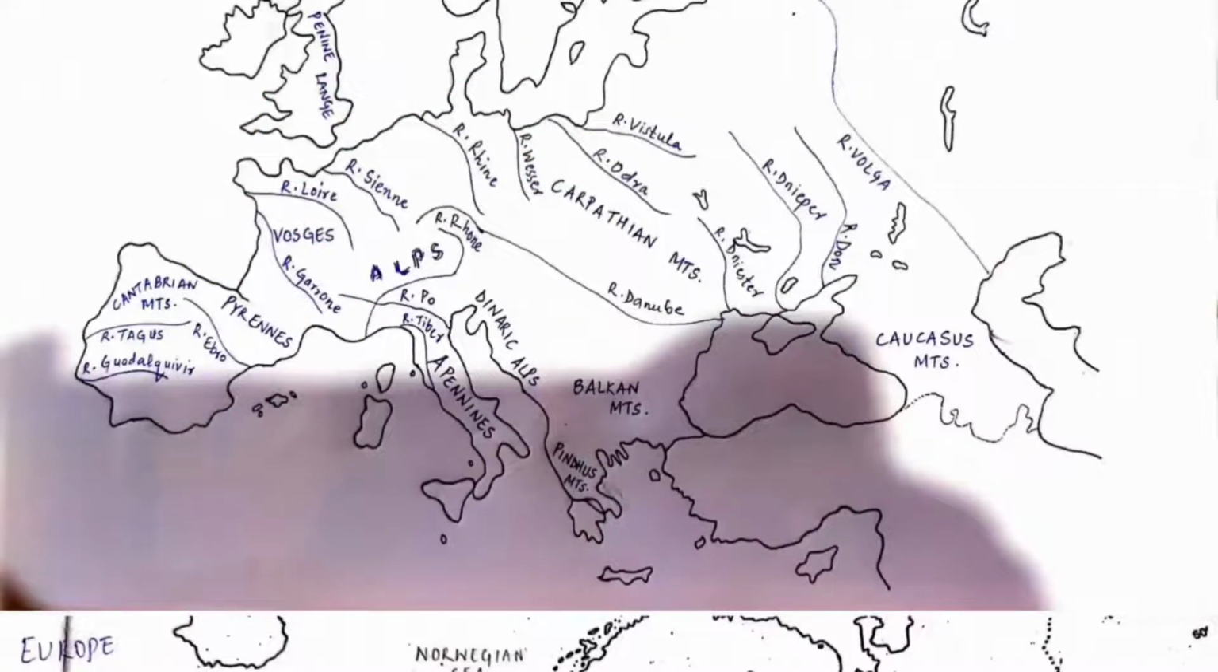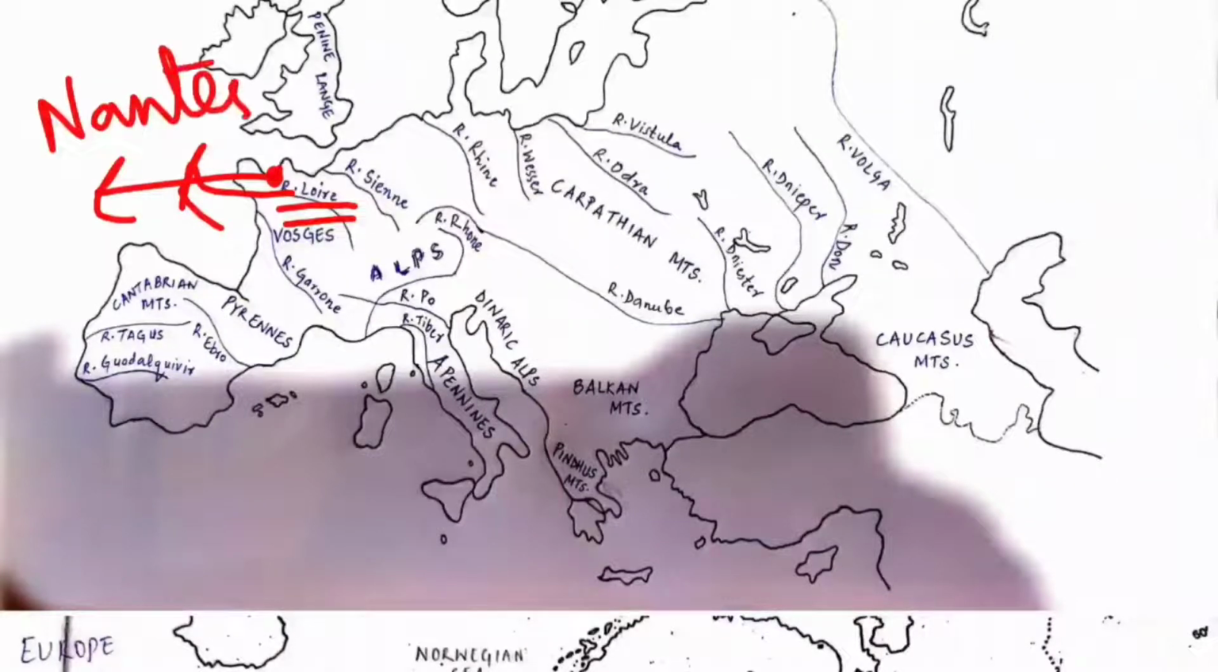Moving towards another river, that is the river Loire. It also drains in the Bay of Biscay, and there is a famous city of Nantes on its coast. So this is the coast, and Nantes is a very important city located on this coast.